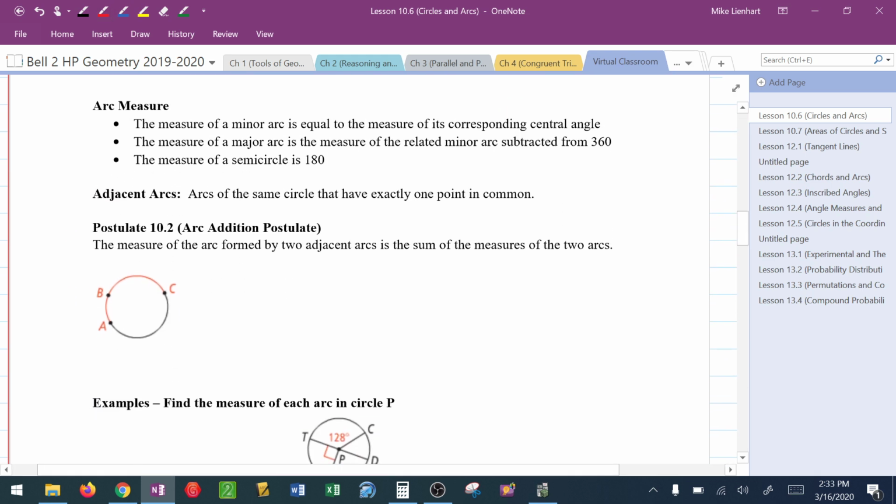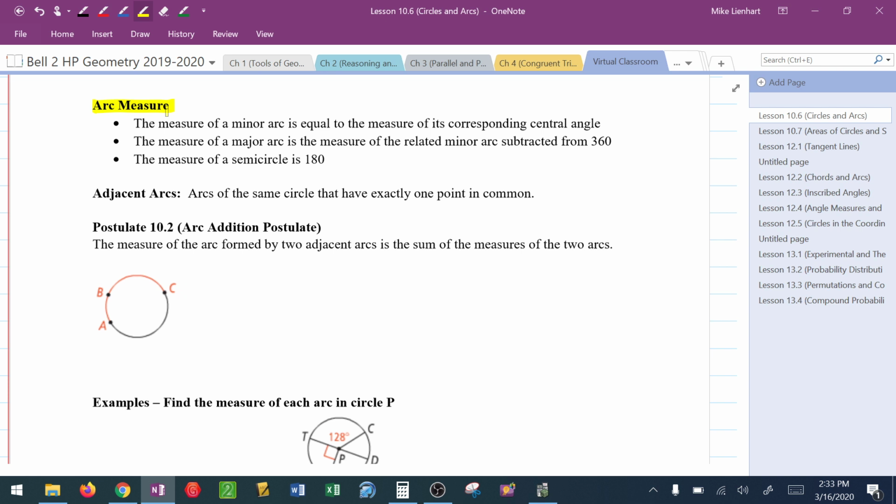So, next thing that we're going to talk about is arc measure. How do you measure that arc? It starts off by saying the measure of a minor arc is equal to the measure of its corresponding central angle. If you paid attention, that's what I said earlier. A central angle is equal to its intercepted arc. The second one says the measure of a major arc is the measure of the related minor arc subtracted from 360.